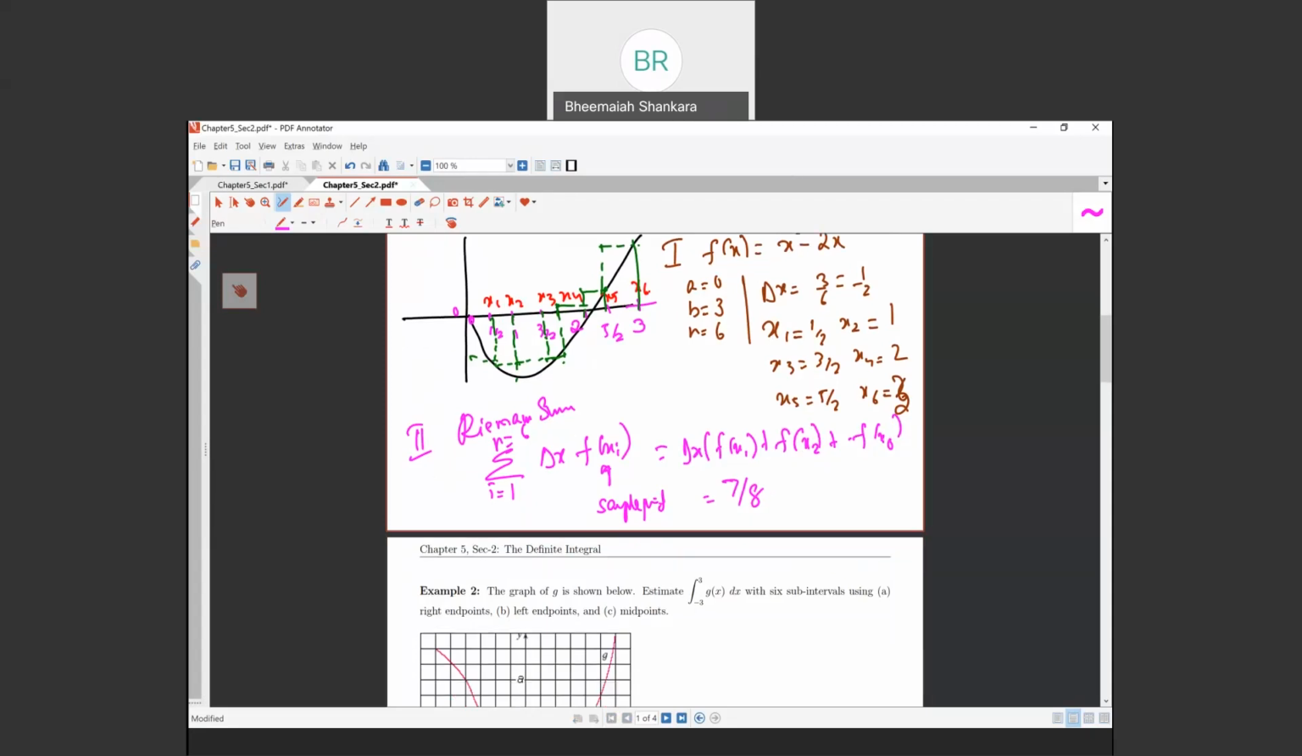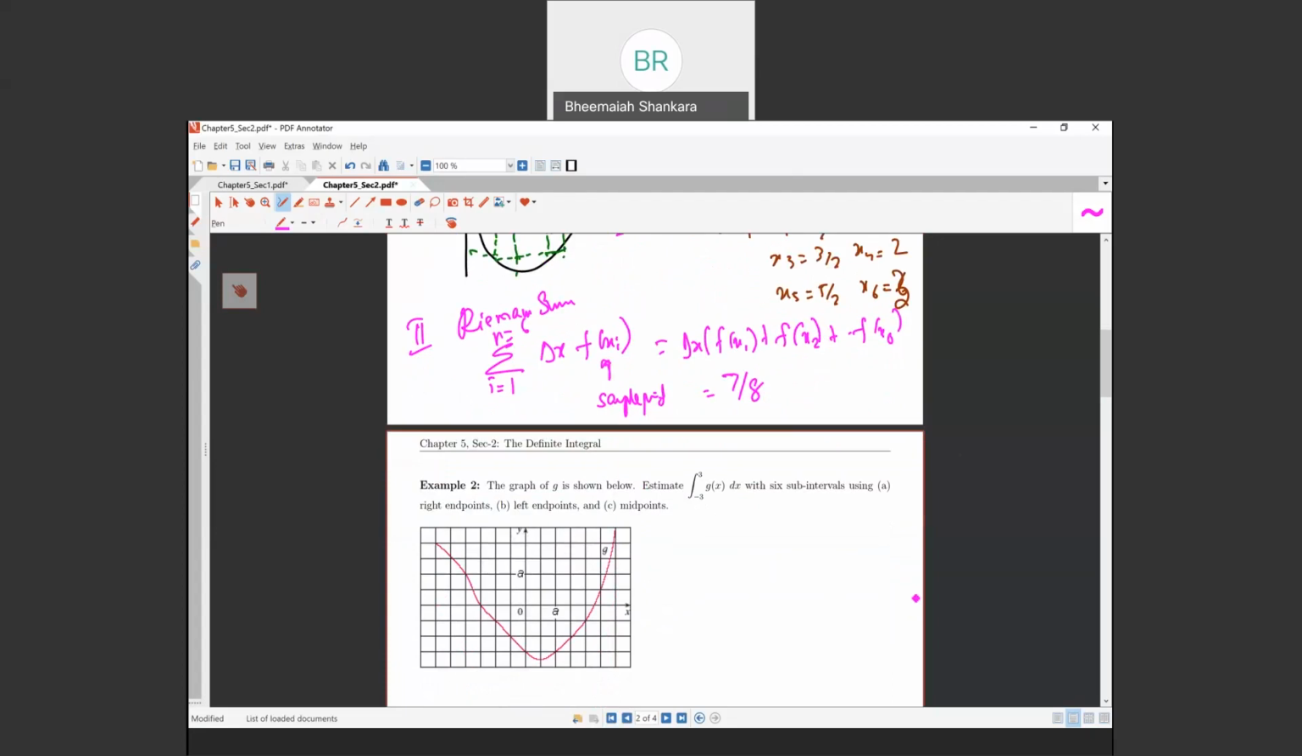Next, we want to calculate the integral of g from -3 to 3 for the graph given below using the right endpoint, left endpoint, and midpoint. So this is basically a reading-the-graph problem. You are not given an explicit algebraic expression for g, but you are given a graph of g. So using the right endpoints, first I want you to come up with an expression for delta x. So do write down right endpoints.